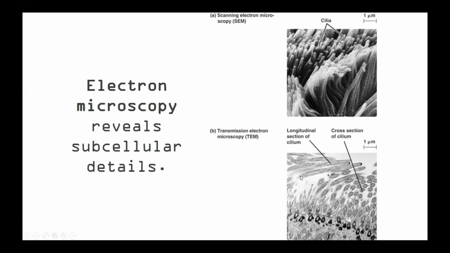Again, at the end of the chapter, we'll be talking about how cilia are going to actually be structured. You're going to see some of the cytoskeletal elements that compose this. But for now, this is really nice.